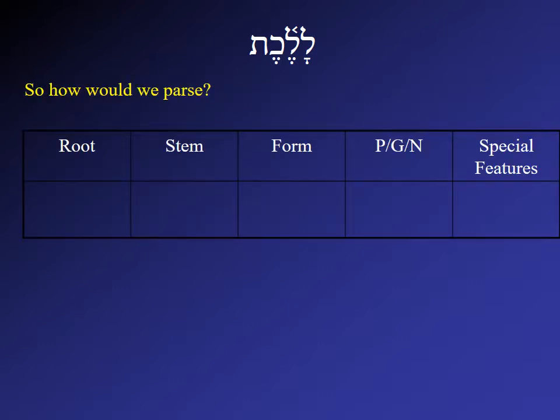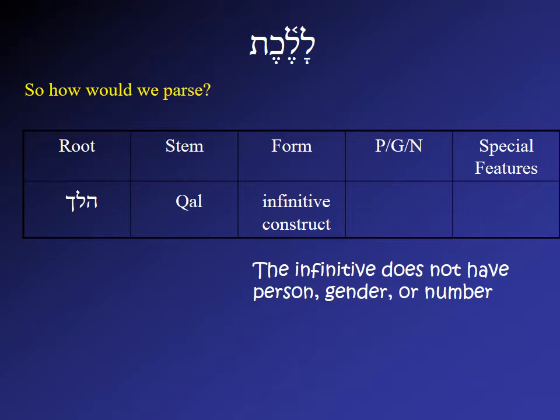So to parse this form, la lechet, we have our root halach, our stem is the cow, our form is the infinitive construct. Infinitives don't have person, gender, and number, so we can leave that box blank. And then our special feature in this case is a lamed preposition prefix. So to translate, to go, la lechet, to go.